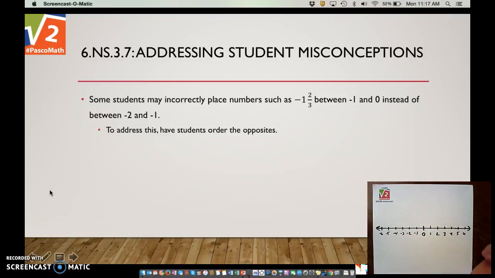So again, use of the number line. Anytime students have misconceptions for the standard, definitely break out the number line and have them concretely go through the experience.